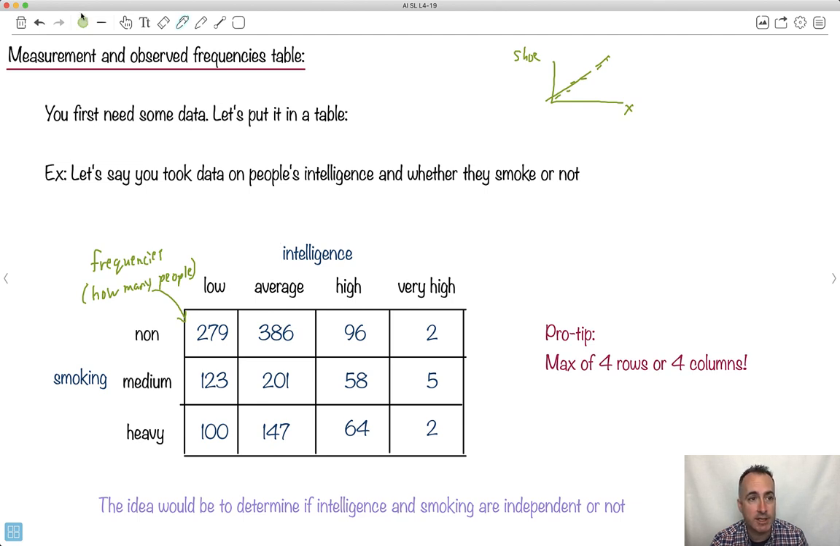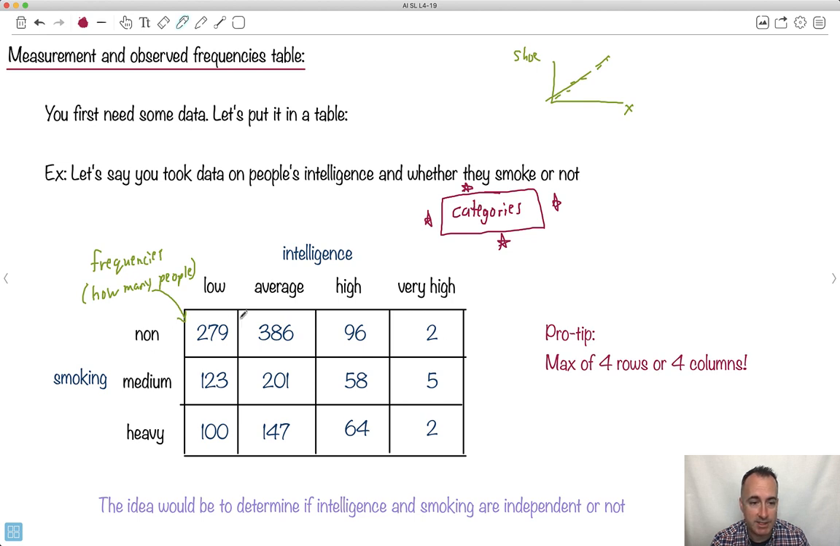But you notice the key thing here is chi-squared independence testing is all about categories. You have to split things into categories. And how you define those and how you explain those is really important. Especially, hint, hint, if you do an internal assessment, hint, hint, on this. This is really, really important.